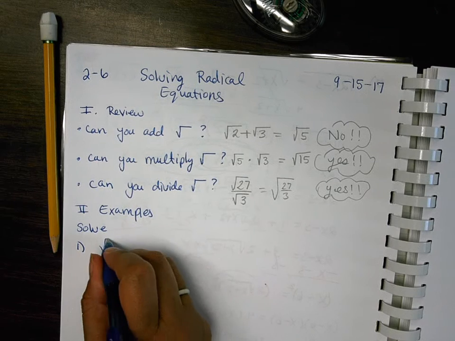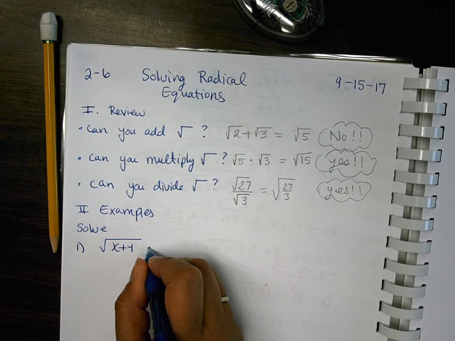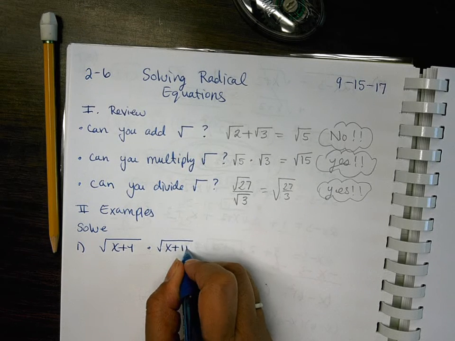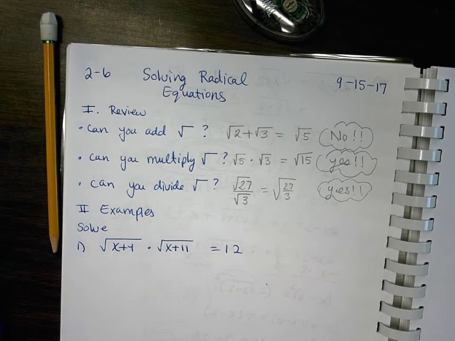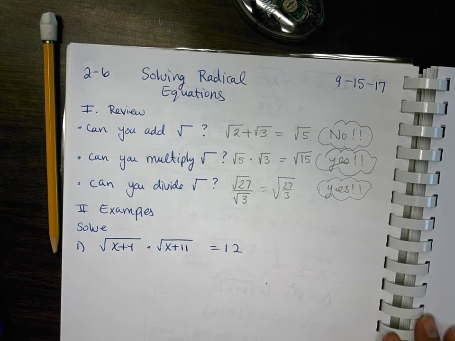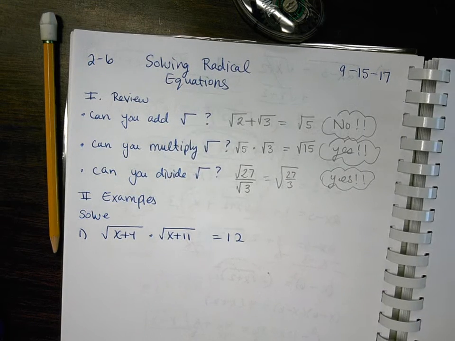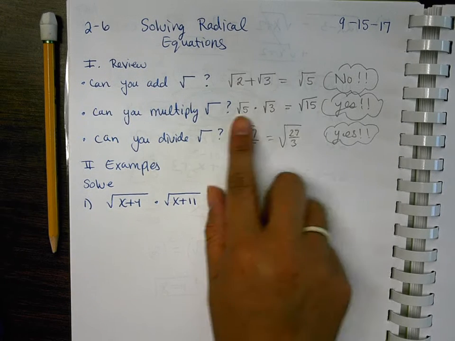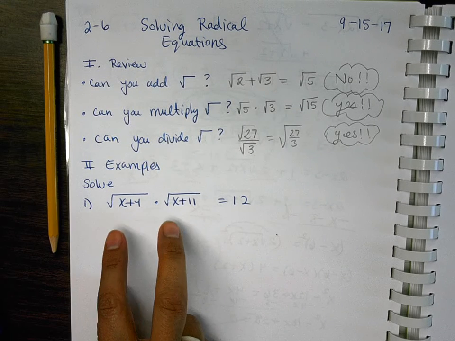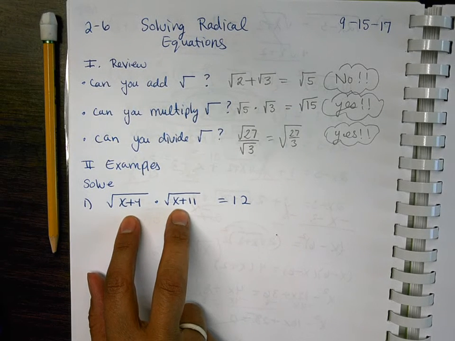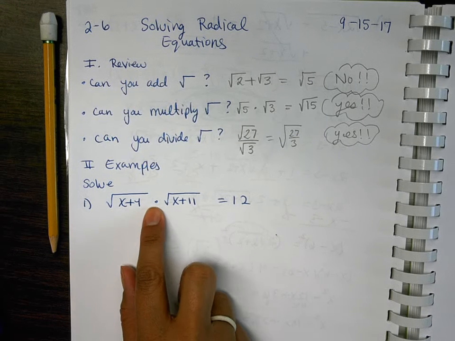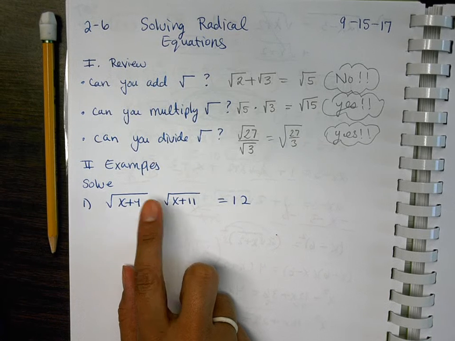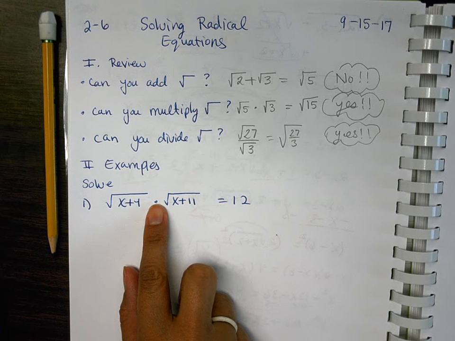Okay. Number 1. Square root of x plus 4 times another square root of x plus 11 equals 12. Okay. Are you ready? Multiplication and radicals. Are we okay to multiply them together and put them under one radical? Okay. Or another way to think of this, is this one term or two? One term. Why is it one term? Because it's a multiplication. It would be 2 terms if that multiplication was addition or subtraction.